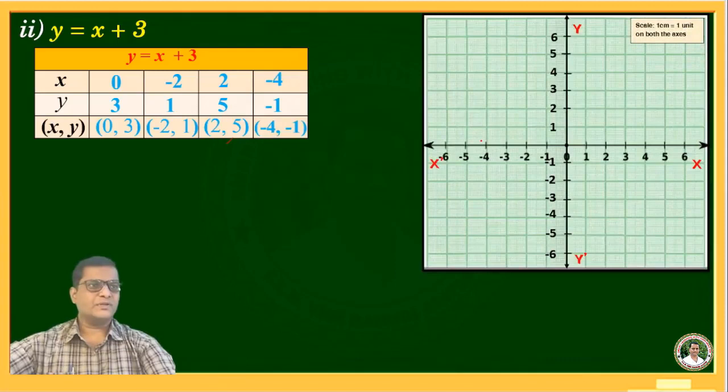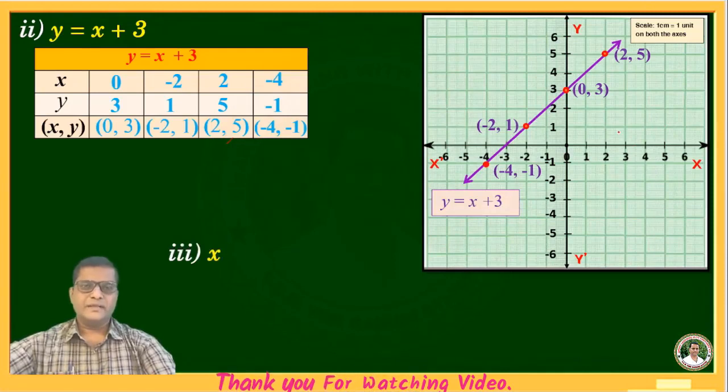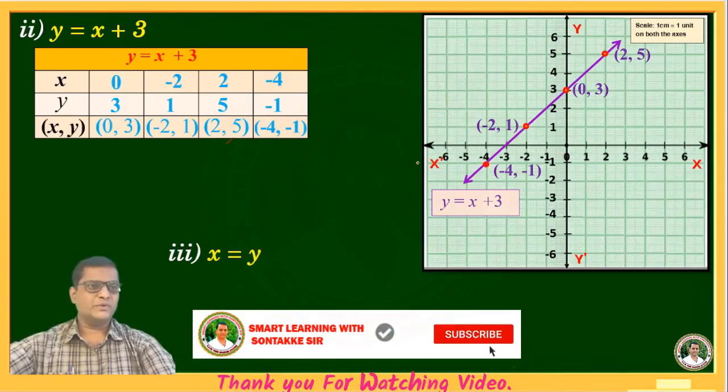Plot these points on graph paper. For that, on graph paper draw the x-axis and y-axis and write the scale on it. Then we will plot the points. First point is (0, 3). See here, that point will come here. Second point is (-2, 1). Third point is (2, 5). And the fourth point is (-4, -1). In this way, these 4 points will be collinear. So, from these points, draw a line, and this is the graph of the equation y is equal to x plus 3. And the third equation given is x is equal to y.